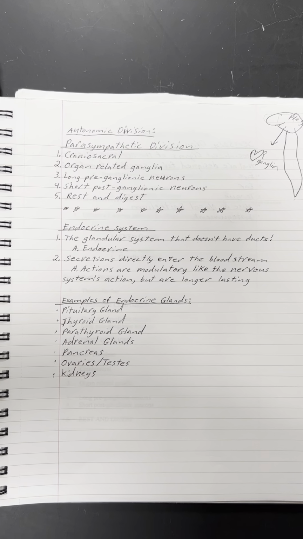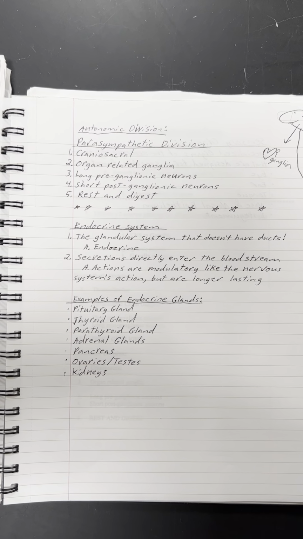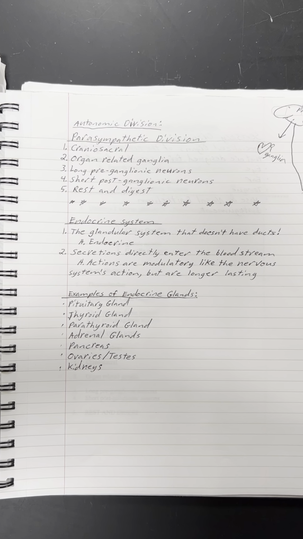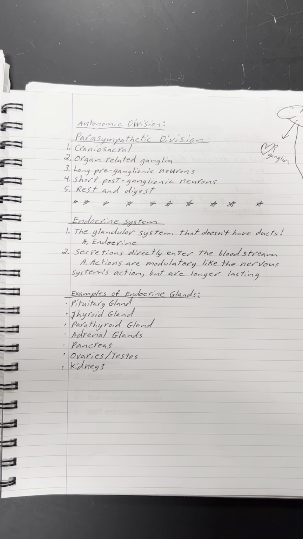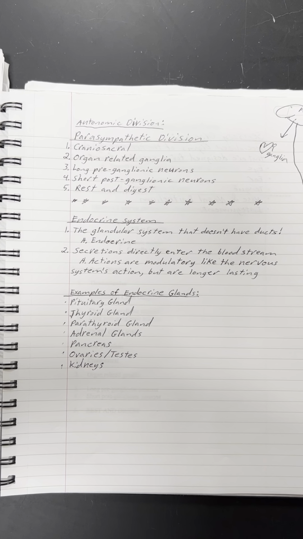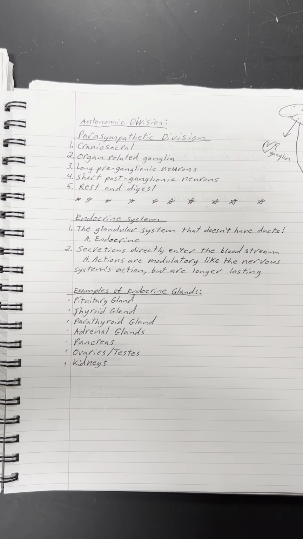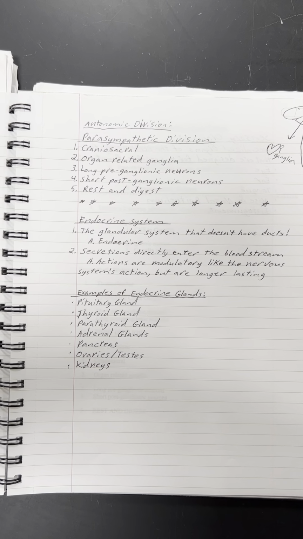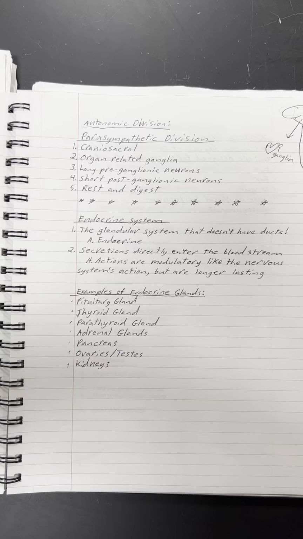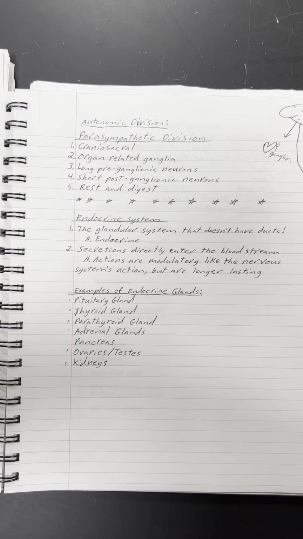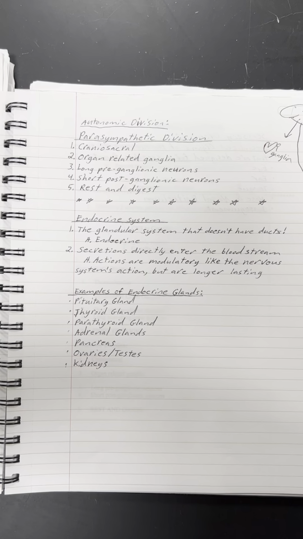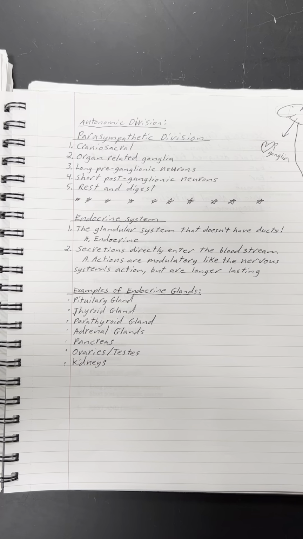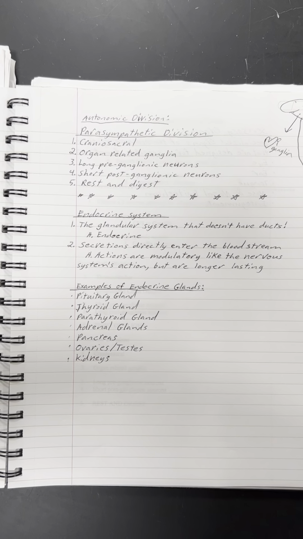Parasympathetic division, autonomic division. Number one, craniosacral. Number two, organ-related ganglia. Number three, long preganglionic neurons. Number four, short postganglionic neurons. Number five, rest and digest.